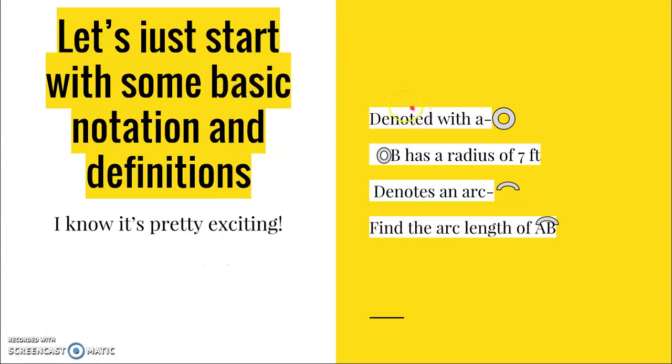Alright, so when we're talking about a specific circle, we denote it with just the symbol of a circle, and this is normally just a line with a dot in the middle of it. So this would say circle B has a radius of 7 feet. It's a real quick sentence, just as an example.